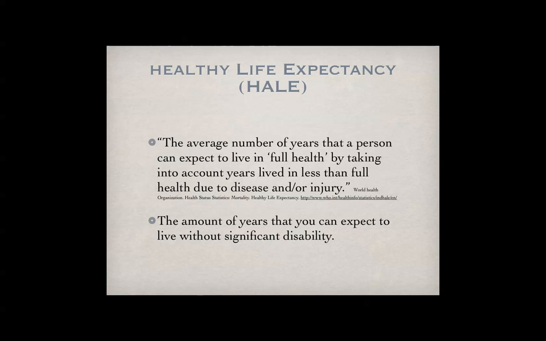And then this is kind of an interesting number that they use sometimes. It's called healthy life expectancy. You hear a lot about life expectancy, the total number of years that you're expected to live, but this is the total number of years that you can expect to live without significant disability. So good news: in the United States in the past decade or so, we increased our overall life expectancy by about a year. The bad news is we decreased our healthy life expectancy by about a year.